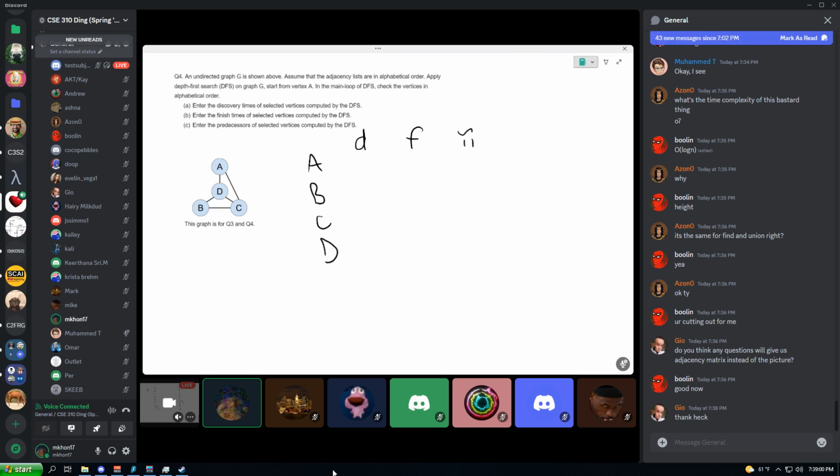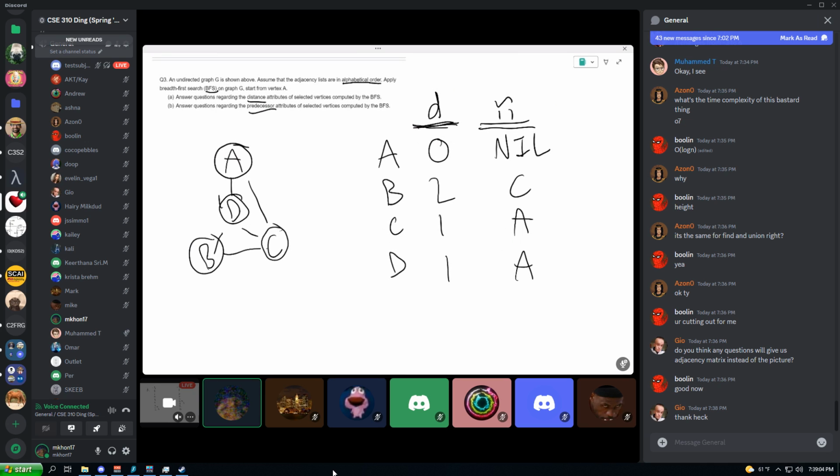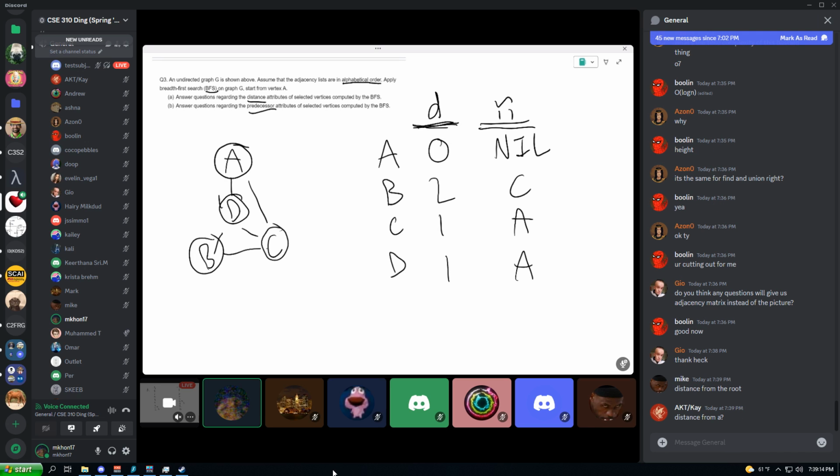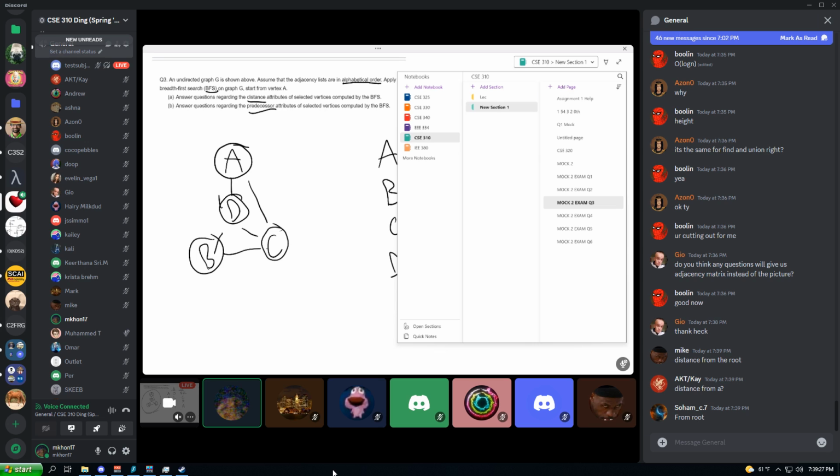Actually, before I get to this, sorry. Do you guys know what this D value means? This is distance. Is that fine with everyone? I saw no questions, so I assumed that was fine. Does everyone know what that means? Yes, distance from A, distance from the root. You did an assignment on it, if I remember right, so I shouldn't even be asking. Good, you got it.